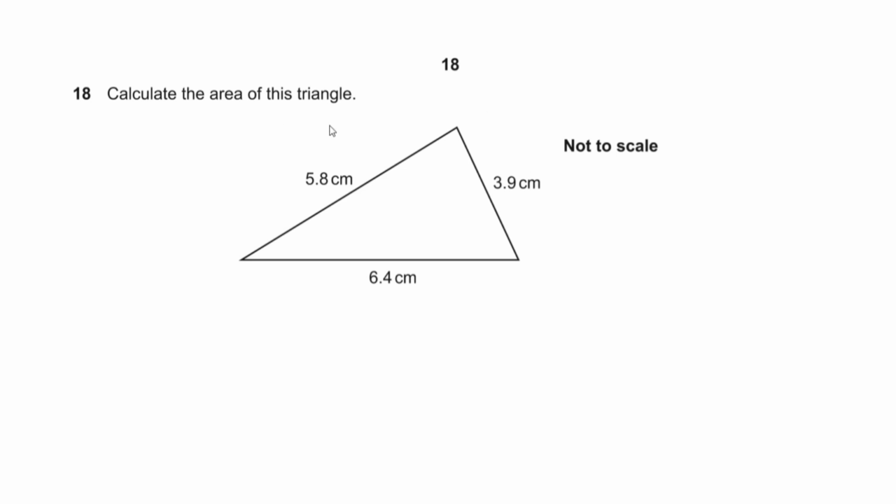Question number 18. Calculate the area of this triangle. Well, we've got three sides of length 5.8 centimeters, 3.9 centimeters, and 6.4 centimeters. Now what we need to work out the area are two sides and an angle in between. So, if I call this side A, this angle is A. If I call this side B, this angle is B. And if I call this side C, this angle is C. So we can use the cosine rule to find out the angle A.